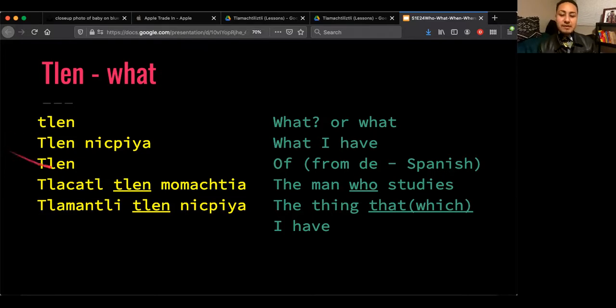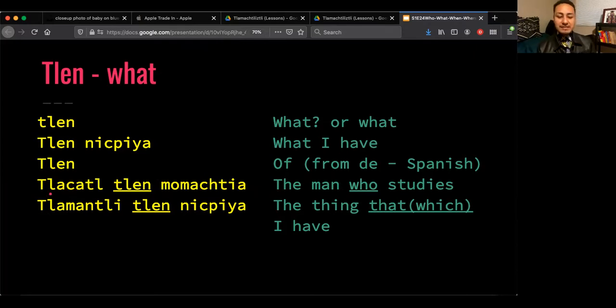Tlen can also be used as of, like you learned last lesson. So even this is a borrowing from Spanish, from the word de. And so instead of saying de, they just say tlen. So you might think that they're saying what, but in that context, they're not actually saying what, they're saying of. And so another example is, this could also be translated as a person who does something. So kind of like in Spanish, when you say el que duerme, el que estudia, that meaning of que, they use in Huasteca Nahuatl.